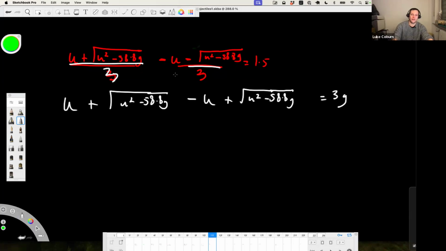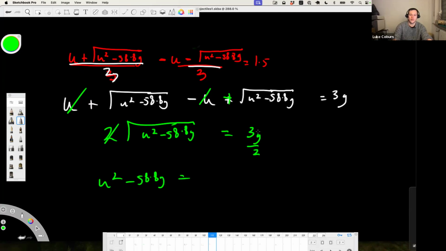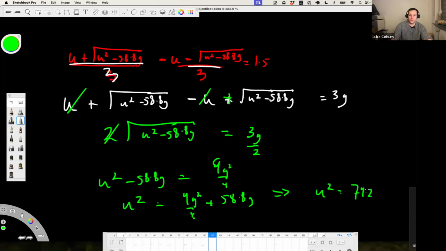Okay, so what happened was that this was minus times the U, which is a minus U, but the minus times a minus is a plus. Okay, so the U's cancel, and I've got 2 times the square root of U squared minus 58.8 times G is equal to 3G. The 2's cancel, goes over here, and then U squared minus 58.8 times G is equal to, square this side, 9G squared over 4. And now I'm going to see I've only got one unknown. The U squared now is equal to 9G squared over 4 plus 58.8 times G. And then I'm going to get basically U squared is equal to 792, now I'm just throwing stuff into the calculator, so 792.33. So U then has to be equal to 28.15 meters per second.